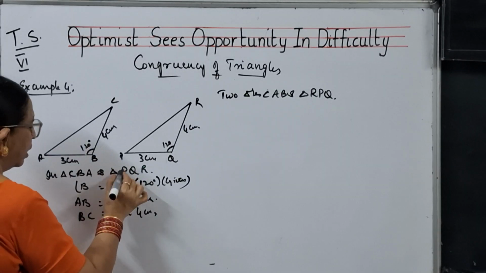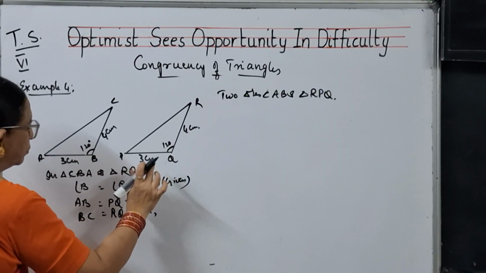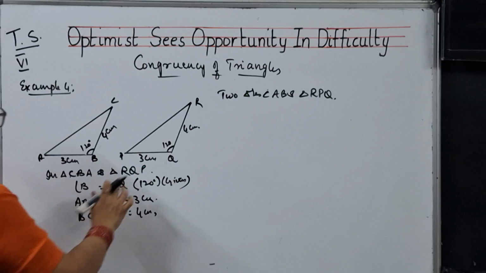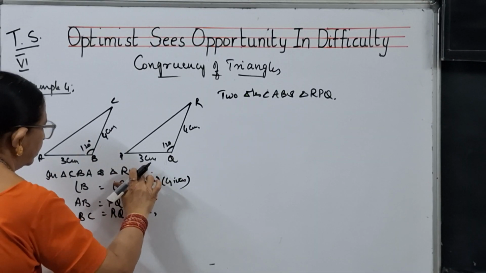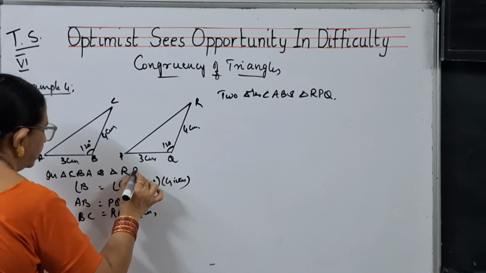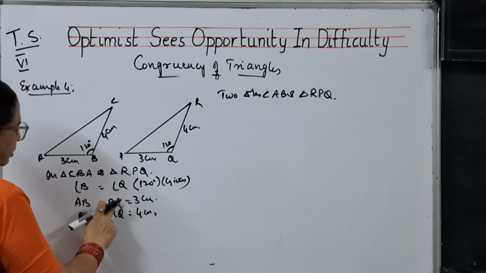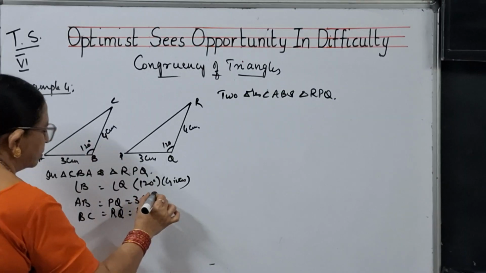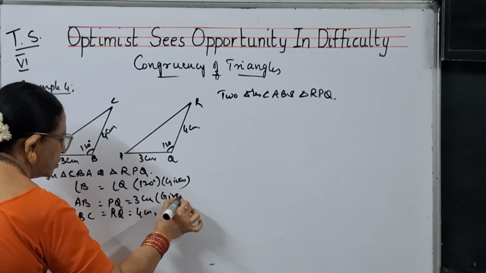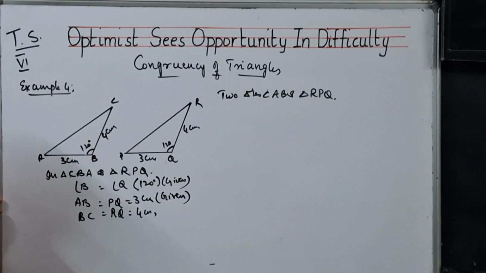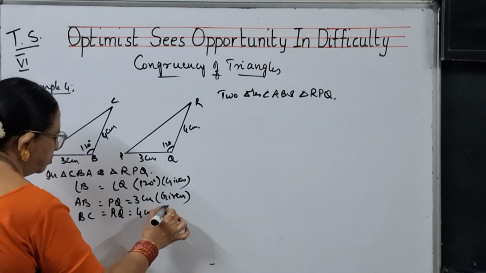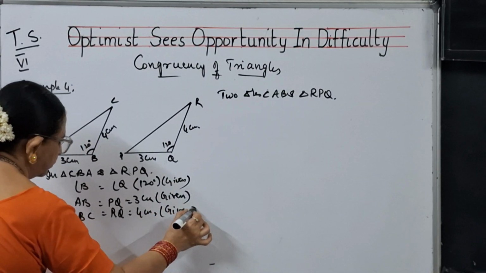Okay, we will name this also CBA and RPQ. RPQ he has given. CBA and RPQ. What is given in the problem? I have taken it like this. In this, angle B is equal to angle Q, 120 degrees, and AB is equal to PQ, 3 centimeters. This is also given to us. And BC is equal to QR, 4 centimeters. This is also given to us.